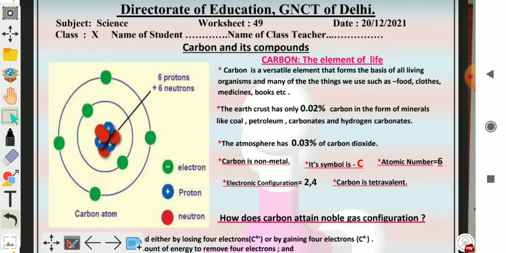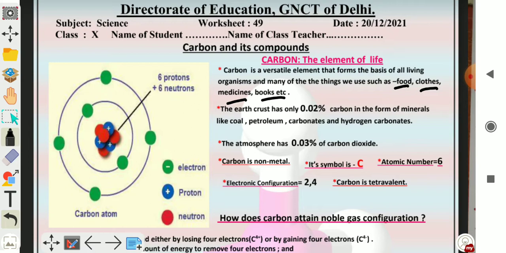Carbon is a versatile element that forms the basis of all living organisms and many of the things we use such as food, clothes, medicines, books, etc. It is part of all things. That is why it is called a versatile element.